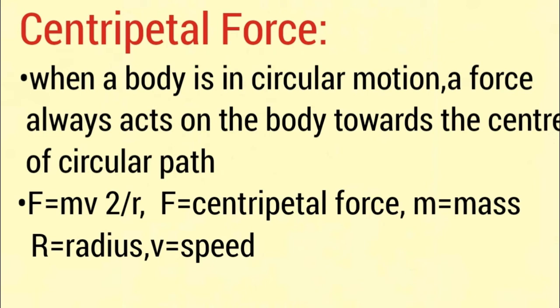Centripetal force. When a body is in circular motion, a force always acts on the body towards the center of the circular path. This force is called centripetal force. Centripetal force is equal to mv square by r. F is equal to mv square by r, where F is the centripetal force, m is the mass of the body, v is the velocity, uniform speed, and r is the radius of the circular path. An example: roads are banked at turns to provide the required centripetal force for taking a turn. This is the main example.